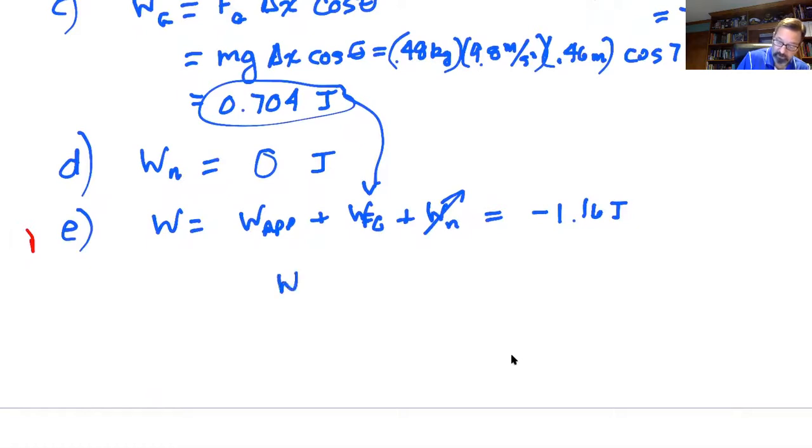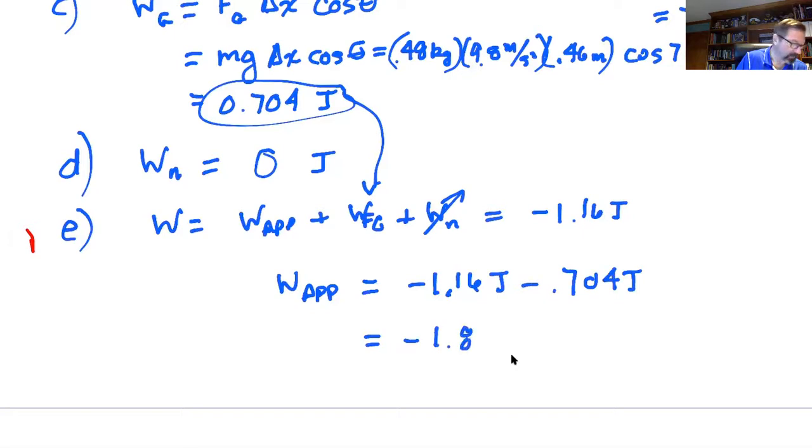All right, so that tells me that the work done by the applied force is equal to, let's see, minus 1.16 joules. And then I'm going to put the 0.704 joules. I guess I have to subtract it as well. And that must be that the work done by the applied force is, I add those two together, but they're both negative, minus 1.86 joules. Okay, now I think I've answered E.